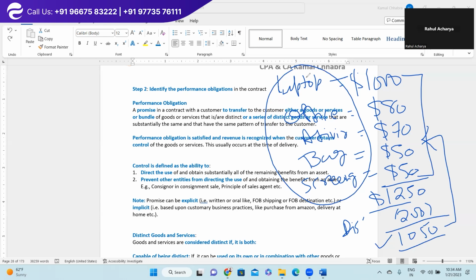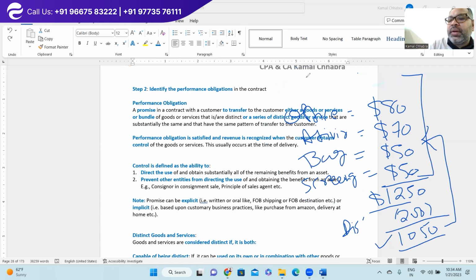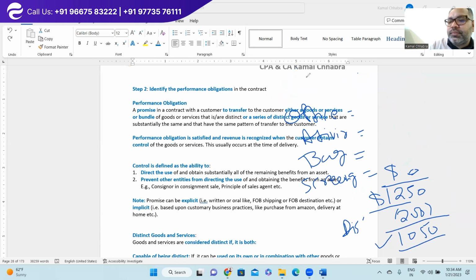Just remember these numbers, we will be keeping the same example in future discussion also. Just keep in mind these numbers.